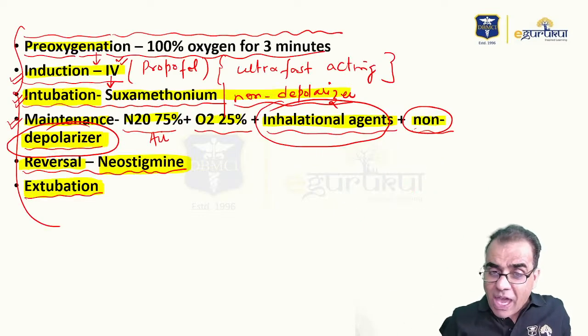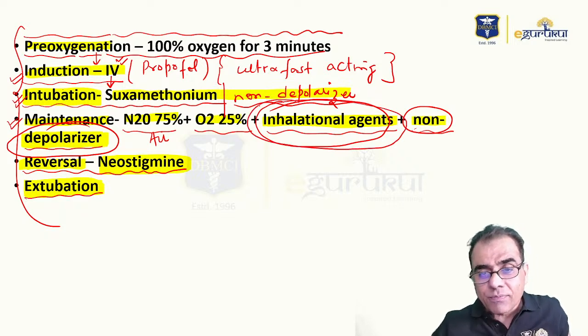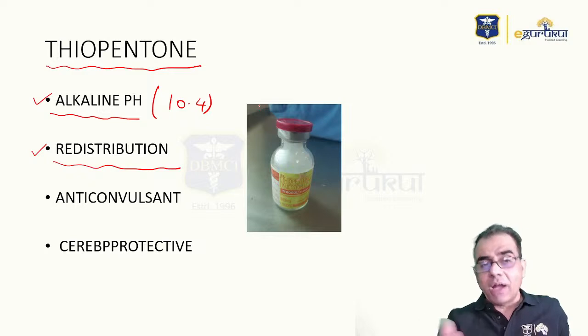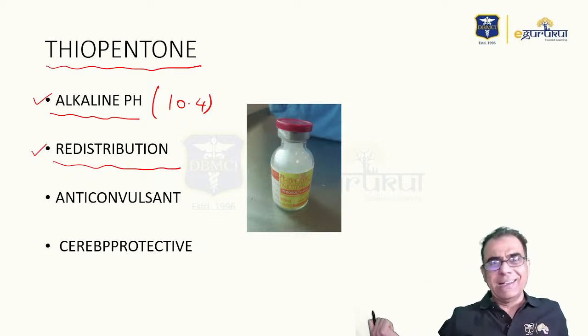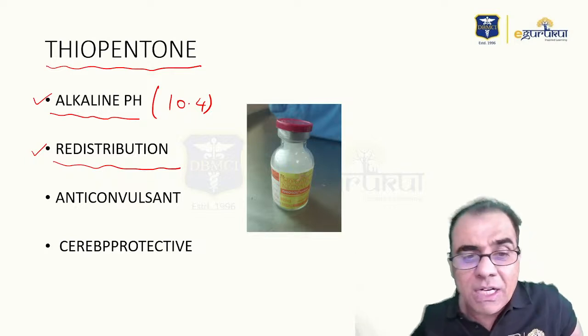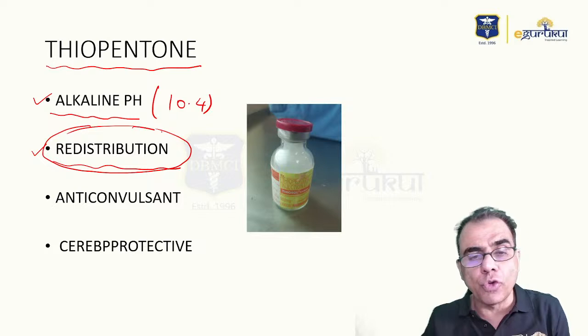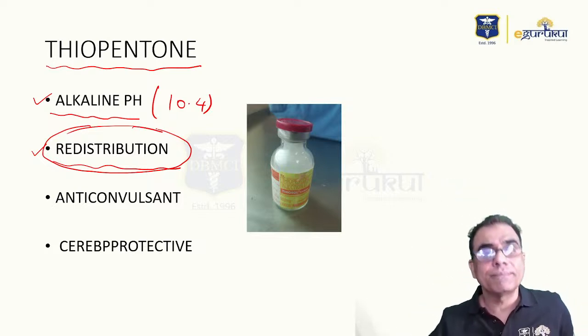That is why for maintenance, we have to use a volatile agent. You may ask why we can't use this IV agent for maintenance also? No, because the patient is going to become conscious in around 10 minutes because of redistribution. So they can be used only for induction.